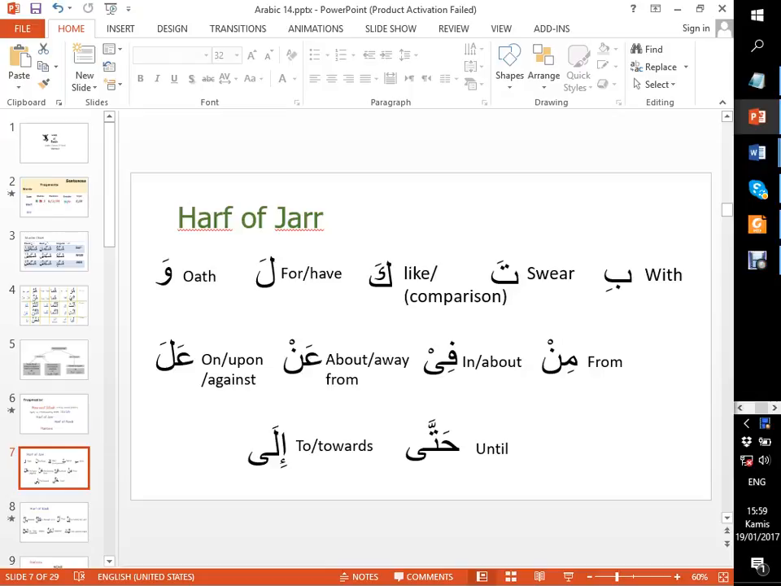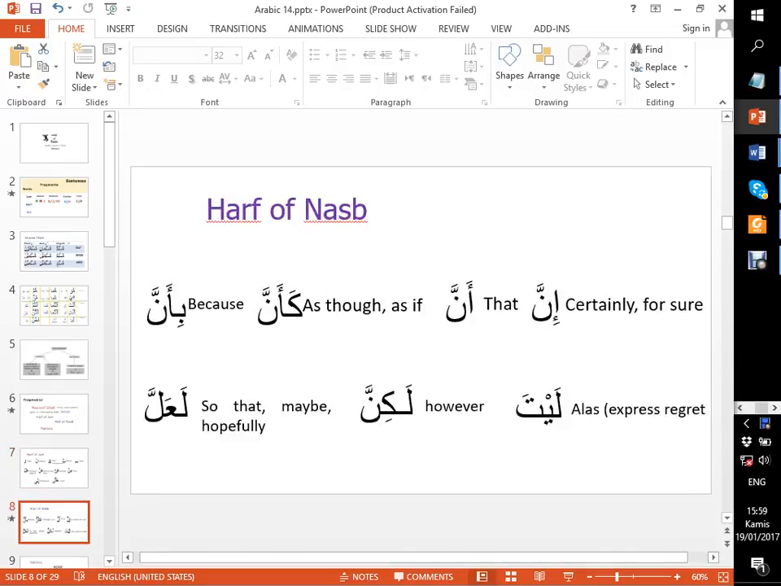So if you find this harf of jar, the word after it should be jar. Okay, that's one way to remember. So if you encounter bi, the word after it should be jar. Like bi, billahi, bi ismi, it's jar. Okay.